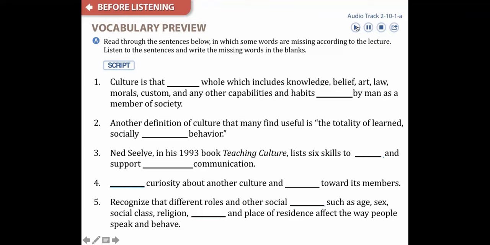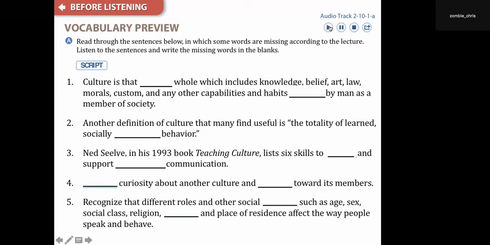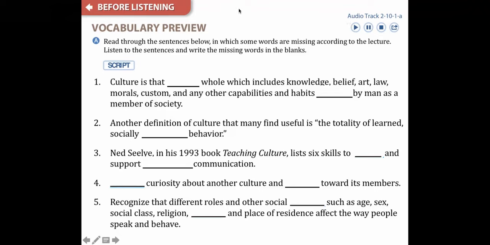Three, Ned Seeley, in his 1993 book, Teaching Culture, lists six skills to nurture and support intercultural communication. Four, cultivate curiosity about another culture and empathy toward its members. Five, recognize that different roles and other social variables such as age, sex, social class, religion, ethnicity, and place of residence affect the way people speak and behave.